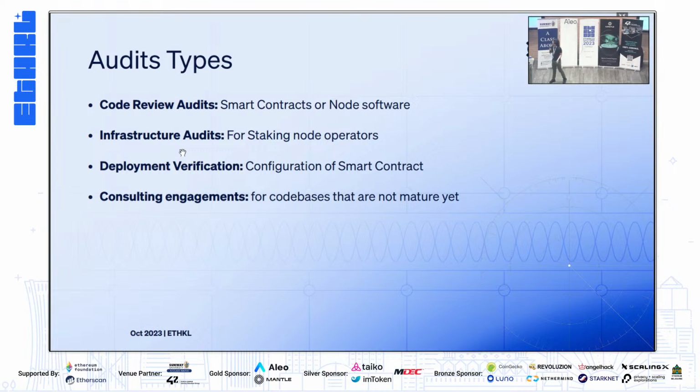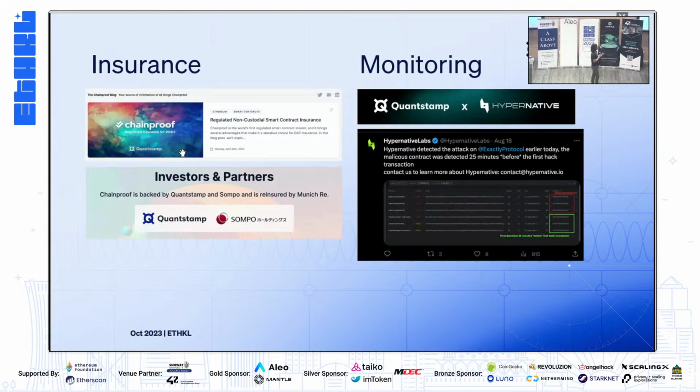Of course, there are also consulting engagements, like before the code is mature. For insurance and monitoring, because we're thinking this way at Quantstamp, of course, we then offer such services. This is still ongoing. Chainproof is a subsidiary of ours. The interesting thing for me, at least, is that we are the first legal insurer in this space. I think it's under some sort of legal framework and then reinsured by Munich Re. Munich Re is the largest reinsurer in the world.